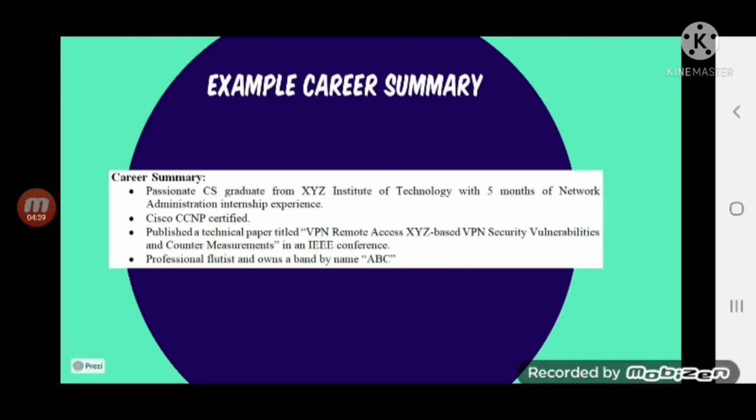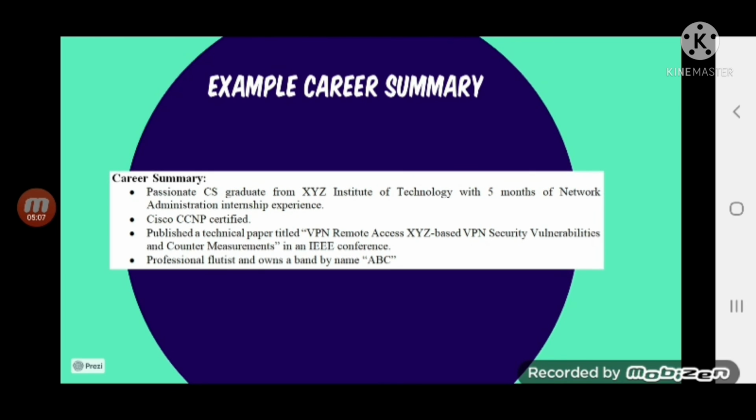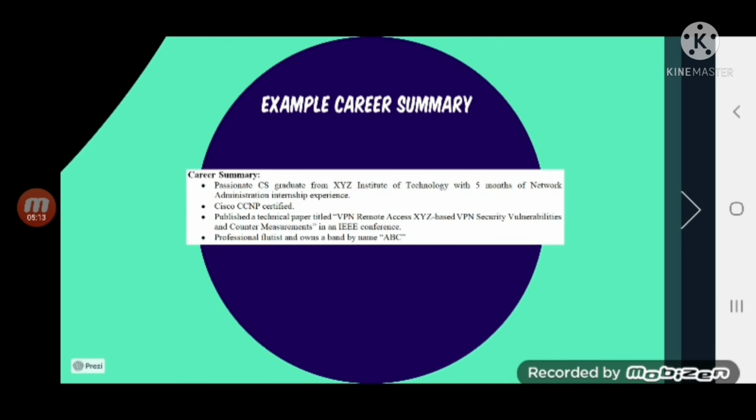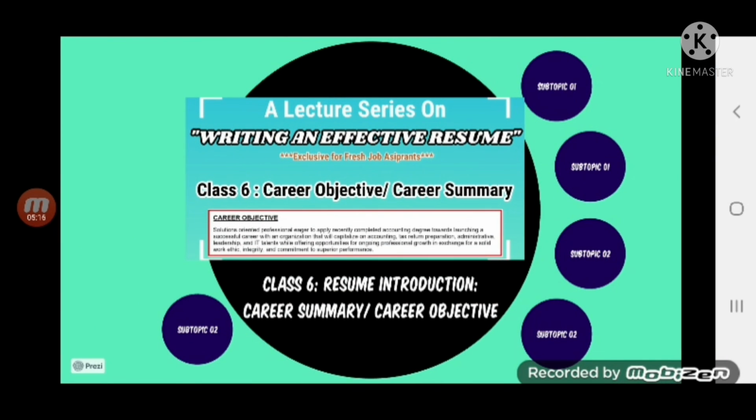Now, going through these quick 4 brief points, an interviewer will come to a conclusion on a candidate's abilities, knowledge, skills, strengths, education, experience in the form of internship if he or she is a fresher, certifications, any technical contributions, academic or non-academic, any extracurricular contributions. So this gives a brief, effective summary of a candidate. Hope this information helps you in writing your own career objective or career summary.